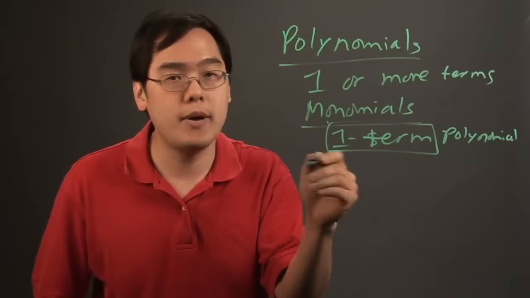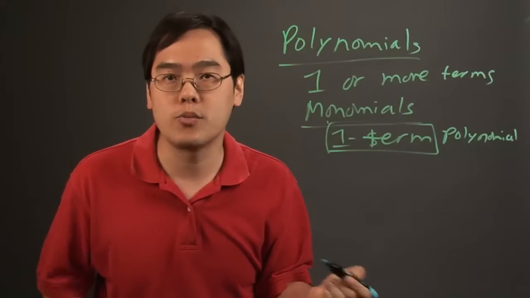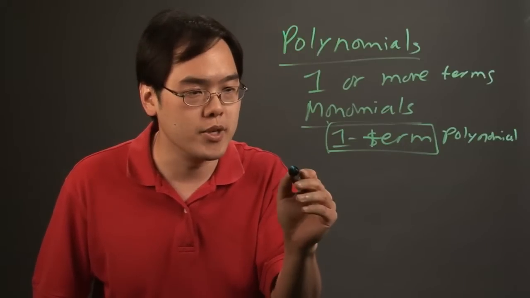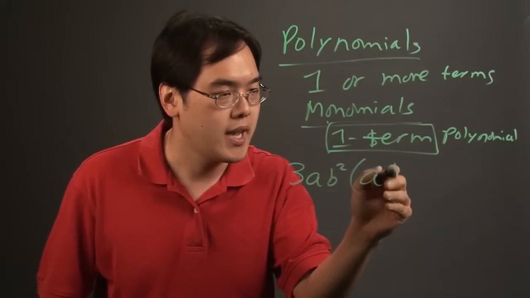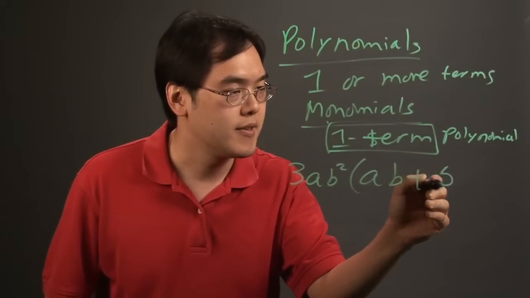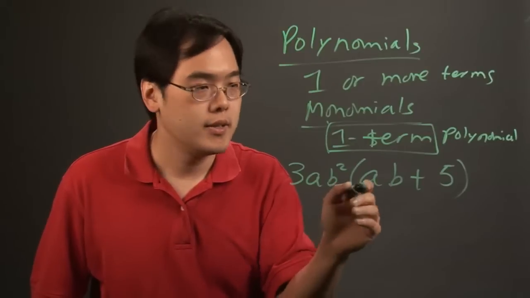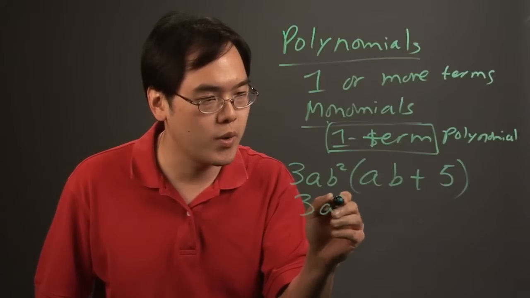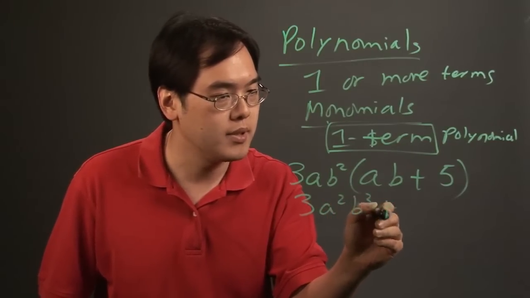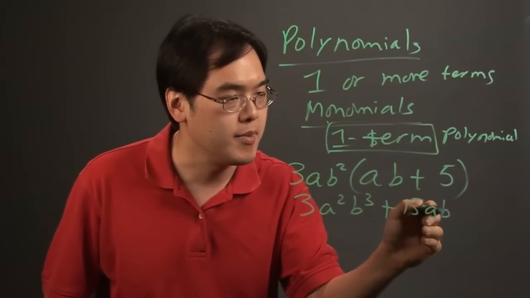Now, if you're talking about operations such as addition or subtraction, it's pretty straightforward. When it comes to monomials, let's just say if you have 3ab squared times (ab plus 5), for example, this being a polynomial, if you multiply, this will be 3a squared b cubed plus 15ab squared.